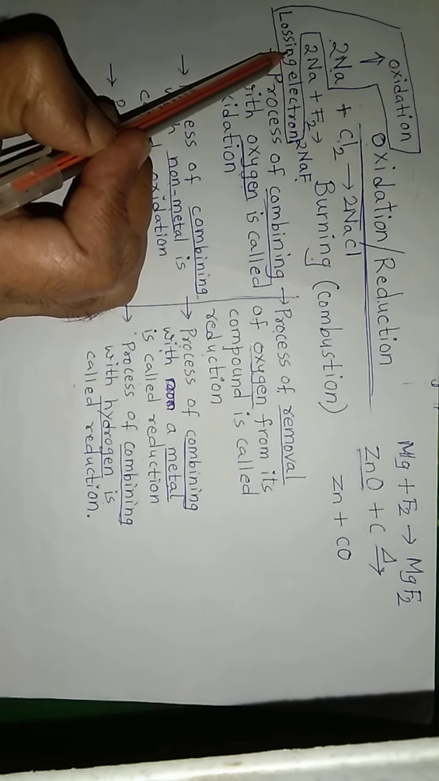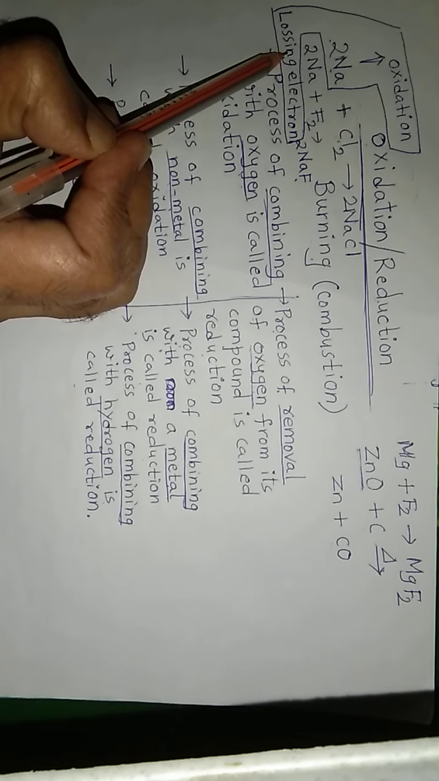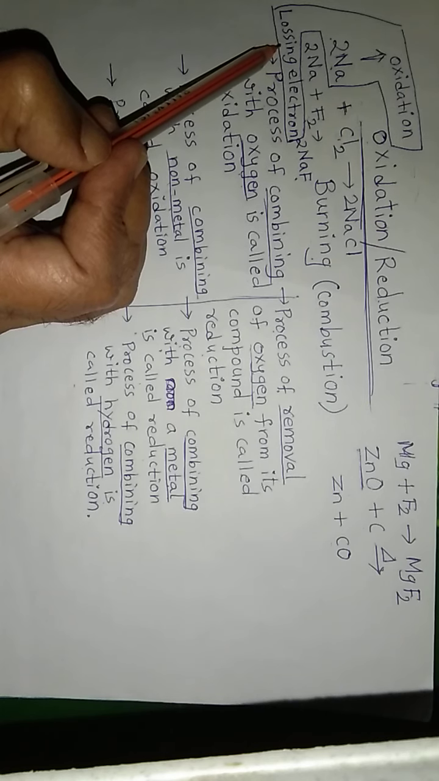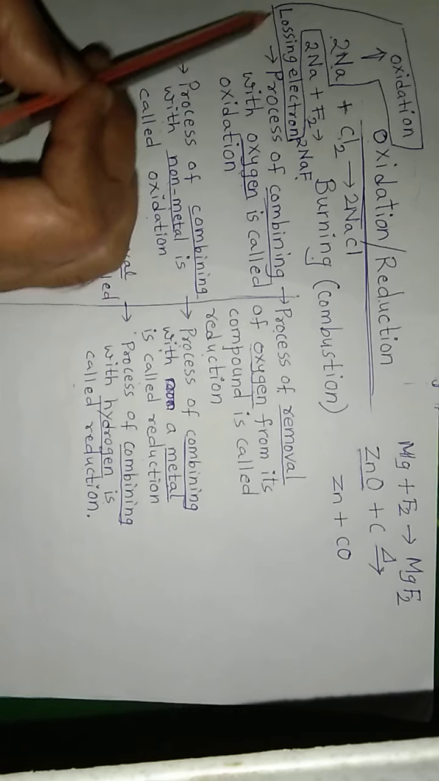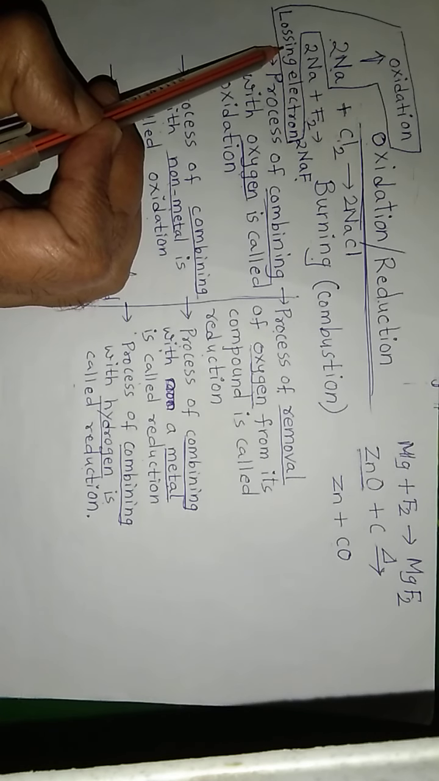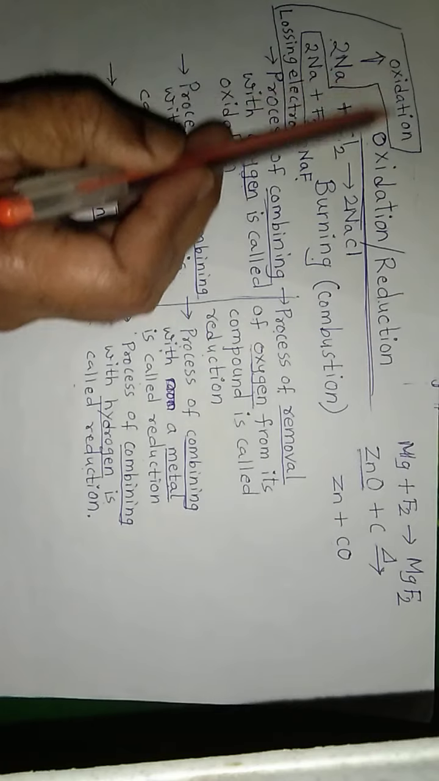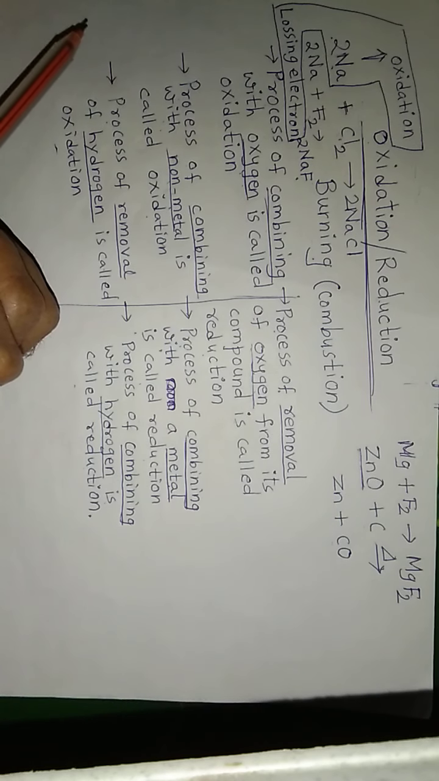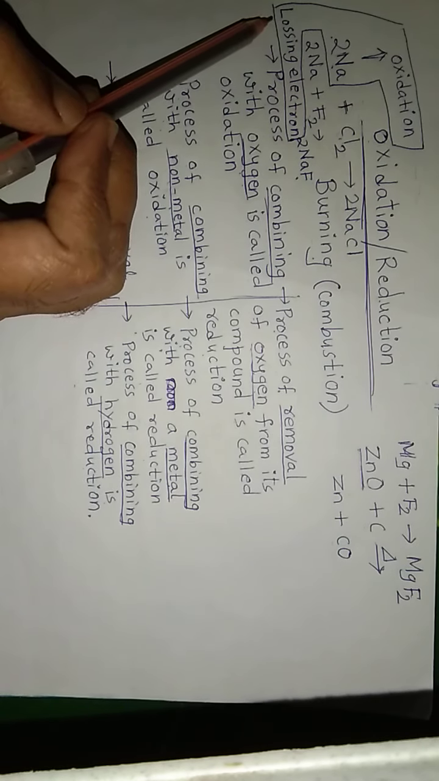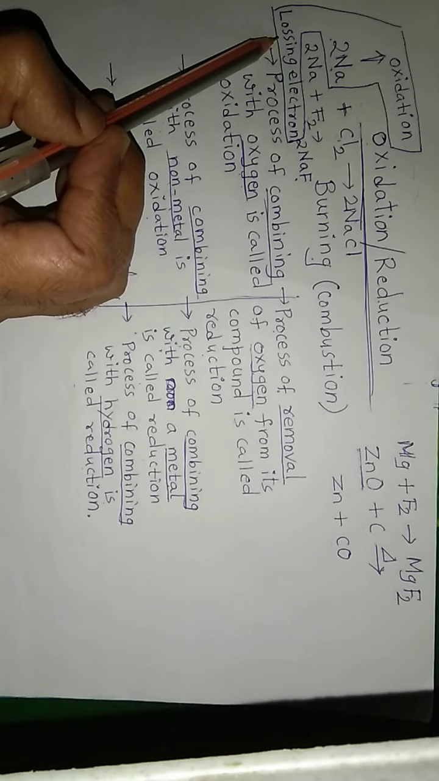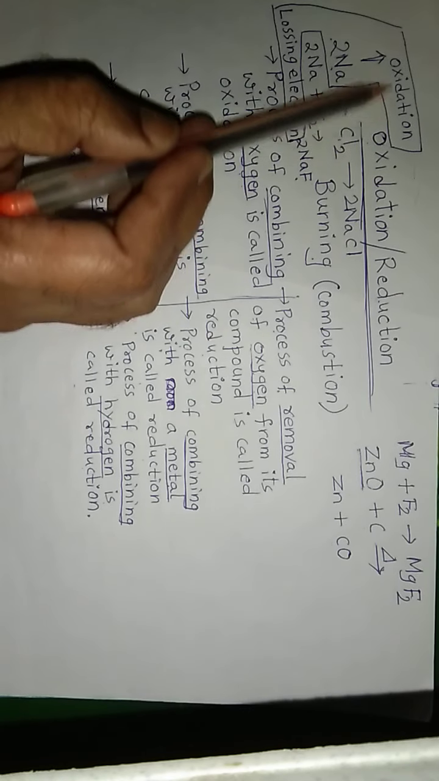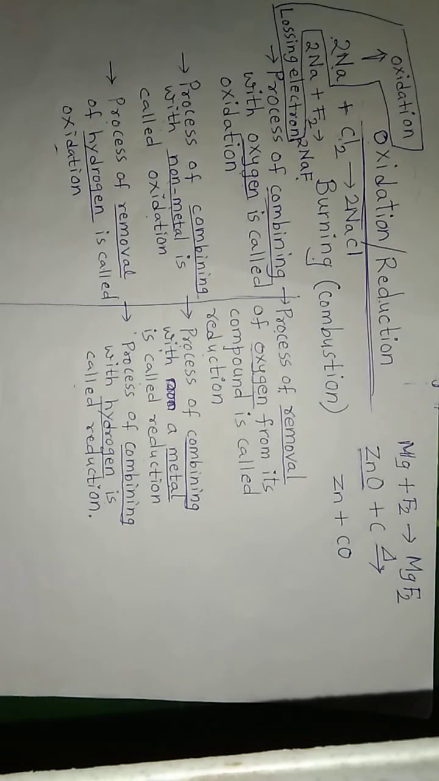And there came the fourth definition after a long break of some 50 years. And what is the definition? The fourth definition: loss of one or more electrons is called oxidation. Once again, loss of one or more electrons is called oxidation.